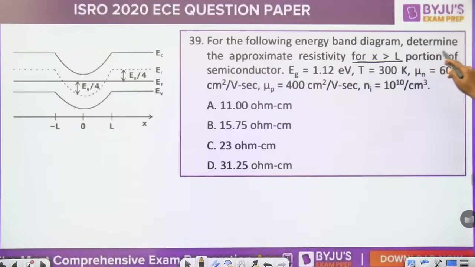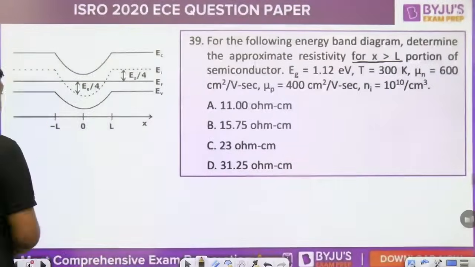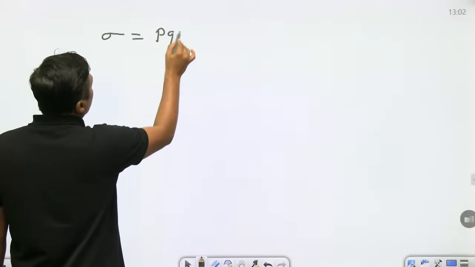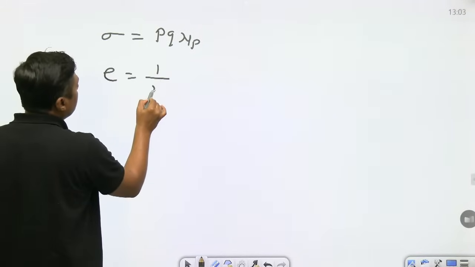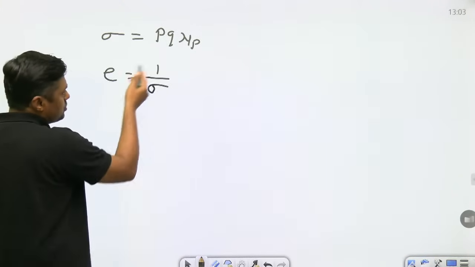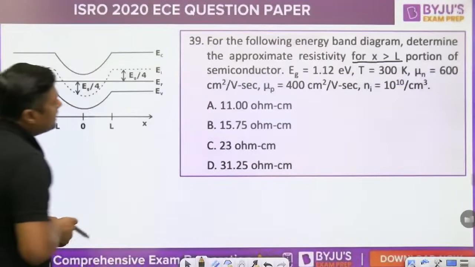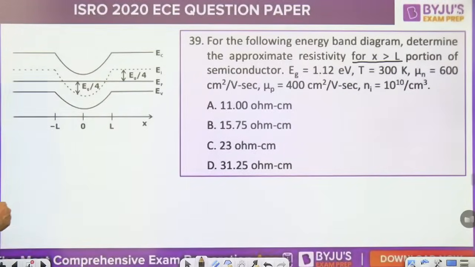For the following energy band diagram, determine the approximate resistivity for the X greater than L position of the semiconductor. Now at this position it is P type, that's why the conductivity is given by p q mu p, because it is a P type. And what is the resistivity? Rho is equal to 1 by sigma. Now what is the concentration of p? What is the gap here? EI minus EF. This gap is EG by 4.